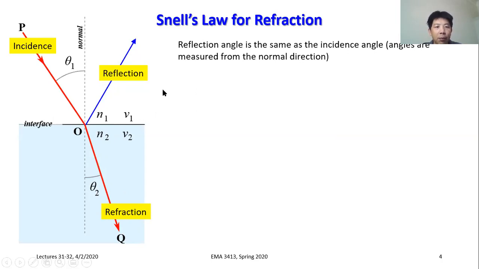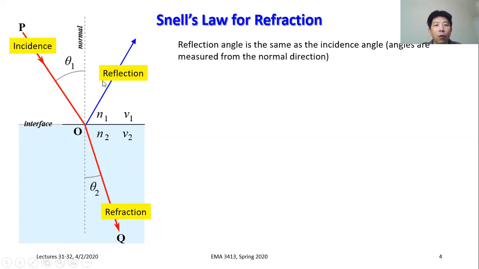So this is the interface between one medium and another medium, and this is the normal direction. The incident angle for optical incidence is defined as the angle from the normal direction. In some other situations, the angle may be defined as the angle from the surface, so it depends on the situation. In this case, as we measure the angle from the normal direction, if we have a normal incidence, then the incident angle will be 0.